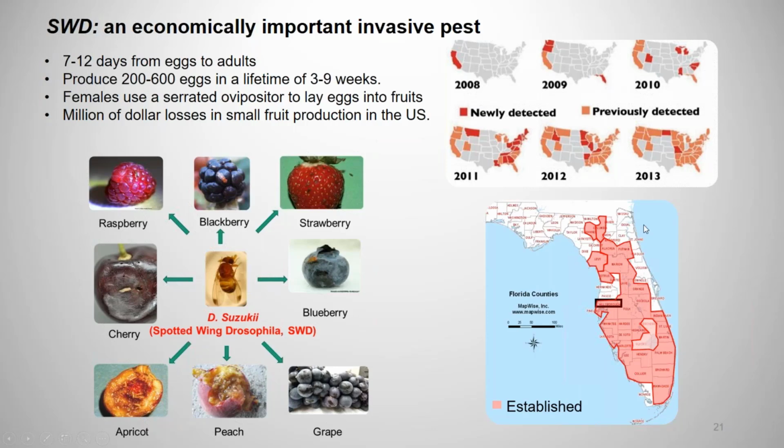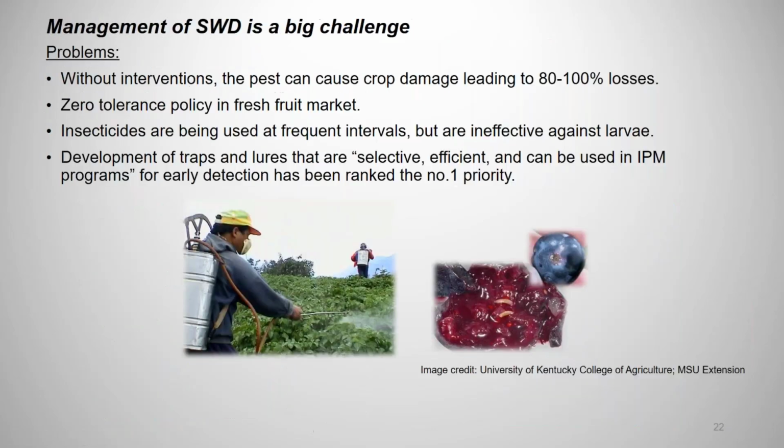It's highly invasive. In just 4 years, it's become a big problem for crops, and it's causing millions of dollars in losses. So managing SWD is still a big challenge, and there are many reasons for that. For example, if you think about intervention, without any chemical insecticide usage or sanitation effort, the pest can destroy the crops. Total loss, almost 80 to 100% loss as a result of SWD.